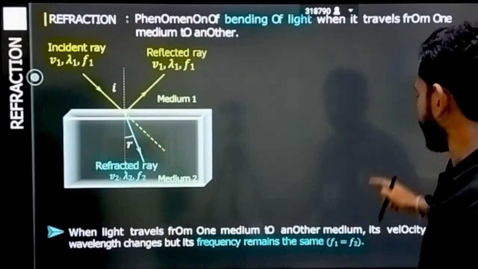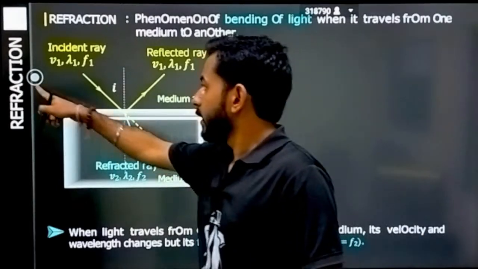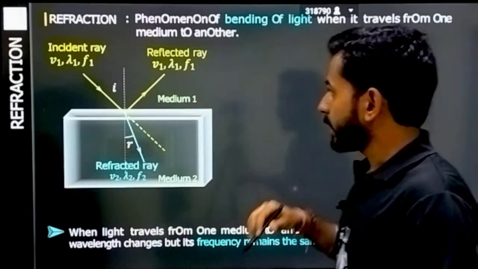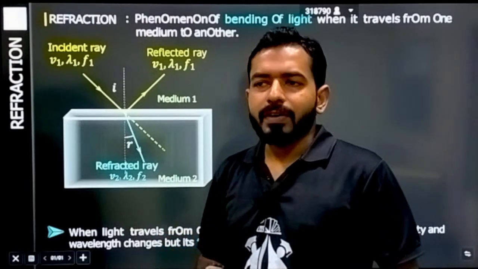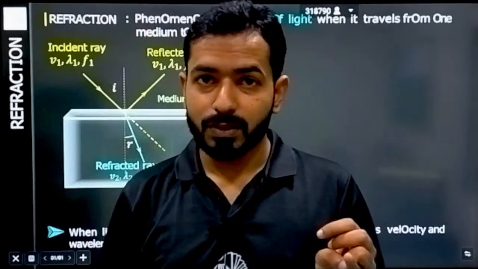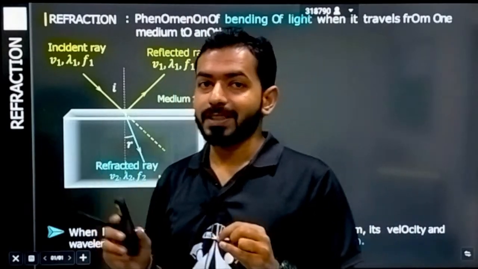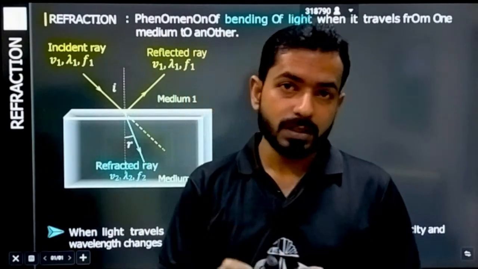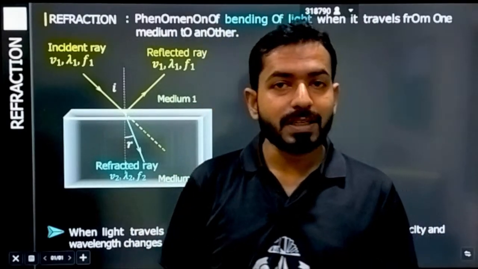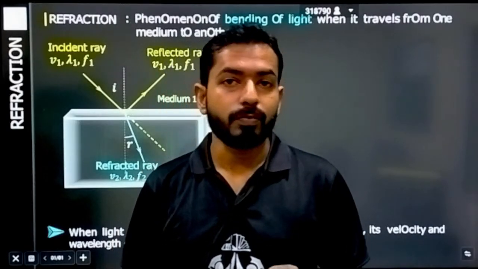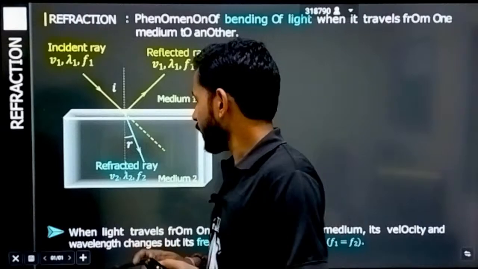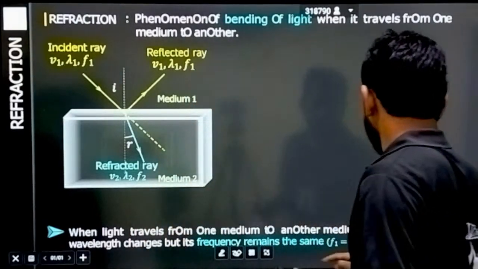See how it actually looks like. In the last class I told you about refraction, that whenever light is traveling from one medium to another medium, velocity changes. In this lecture we are going to understand in complete detail how velocity actually changes. Wavelength also changes, but what is constant? Frequency will always be constant. Okay, so that is the example that is shown here.